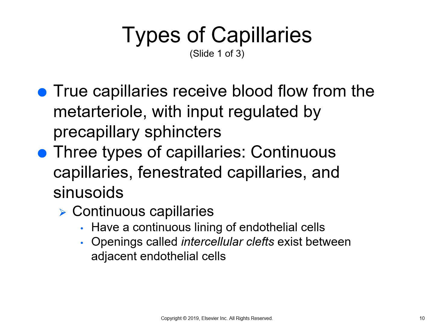So to wrap this slide up, true capillaries are controlled by those precapillary sphincters. We have three types of capillaries that exist, and each have, of course, a different function. The continuous capillaries, which are the most common, are found in the muscles, the lungs, and also connective tissues.